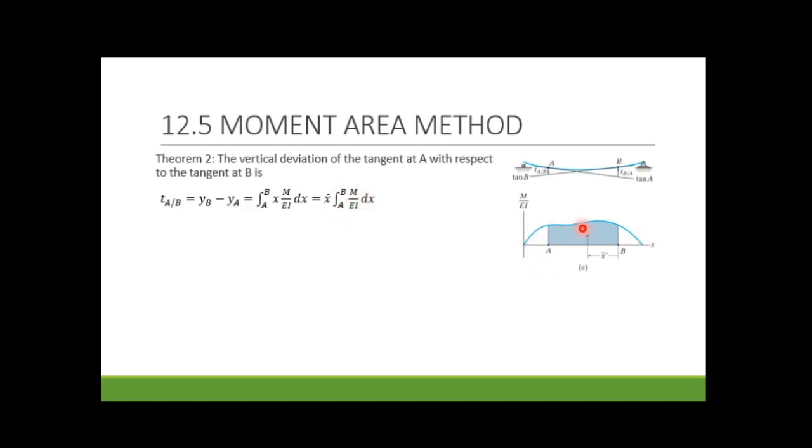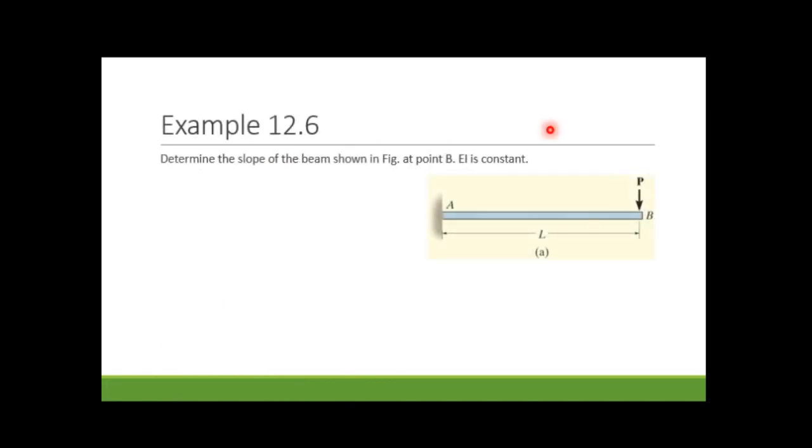If our moment function is very simple, for example a triangle or a circle, or a rectangular shape, we can easily find the centroid of these areas. Additionally, we can also find the total area. Therefore, we can easily find the deflection and slope changes. Therefore, the moment area method is very useful. But if our function is a little bit complicated, I don't prefer to use the moment area method. Okay, and a good application is example 12.6.